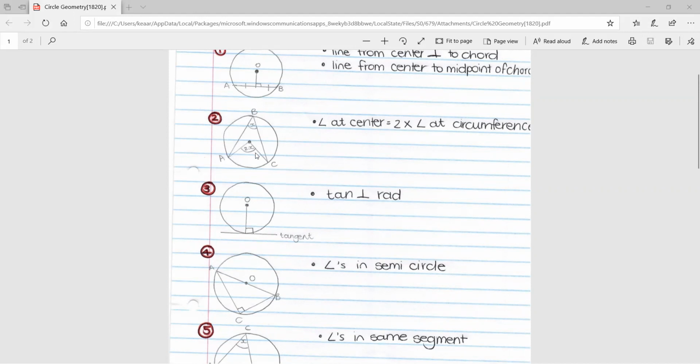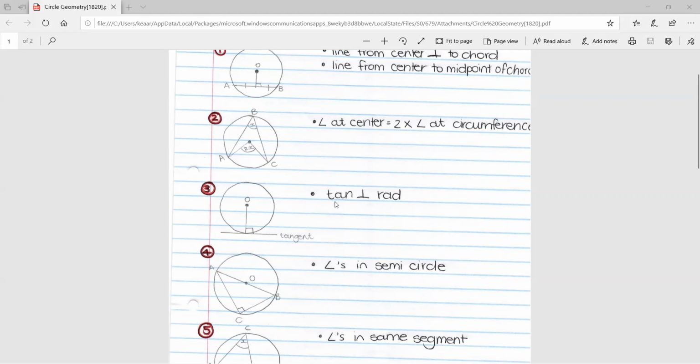This will help when trying to figure out angles, and it's always nice to be able to identify the chord and then figure out which would be your 2x at the center and which would be your x at the circumference.